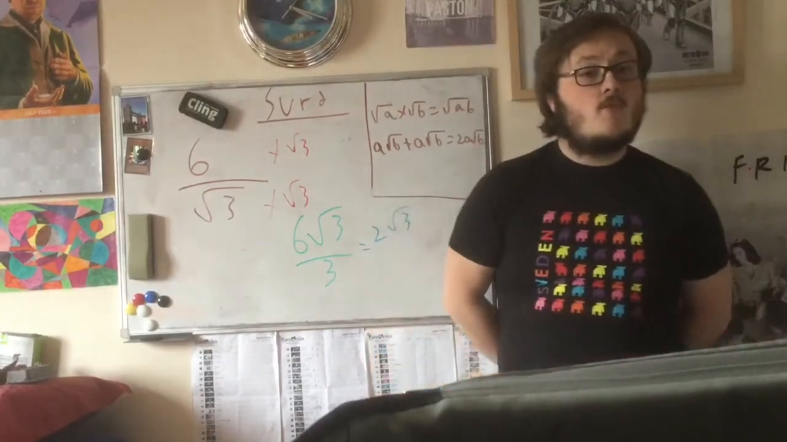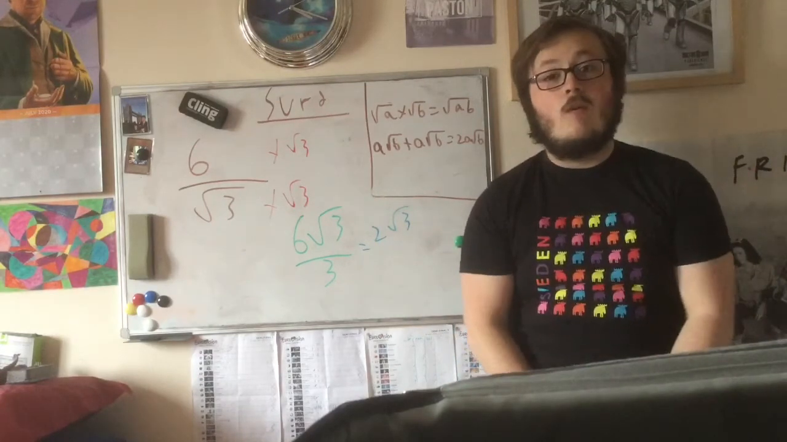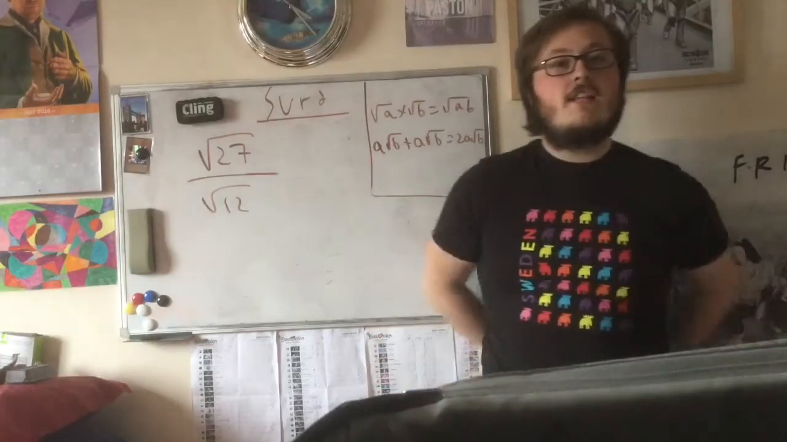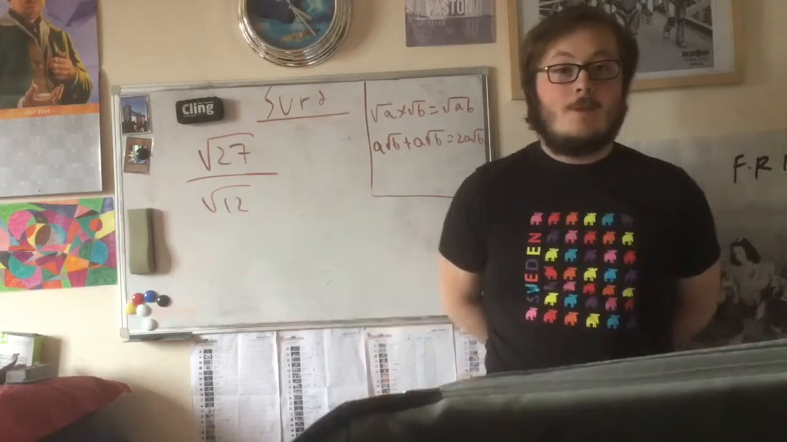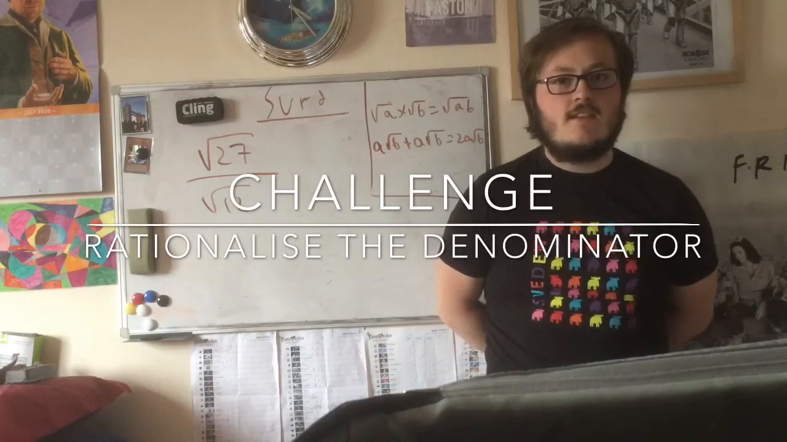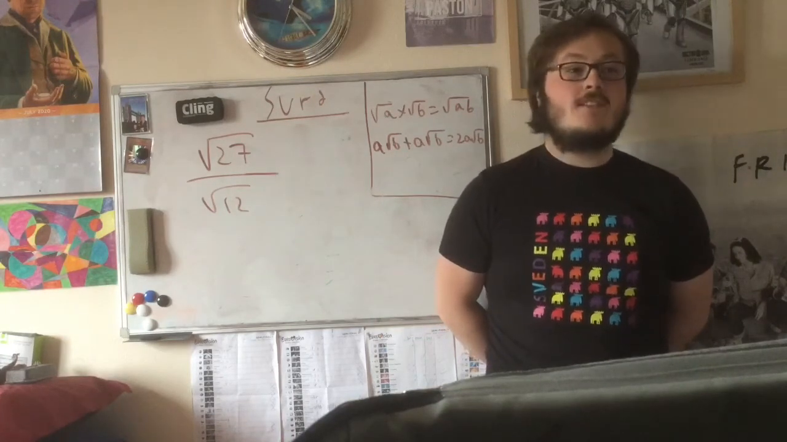Rationalising a denominator is quite straightforward. Once you understand, you just have to multiply them by itself. Now, let's move on to a challenge. Your challenge for me is I want you to rationalise the denominator of this problem. What do you have to do differently this time? The surds aren't the same. How could we make them the same? Good luck. I'm looking forward to seeing what you've got.